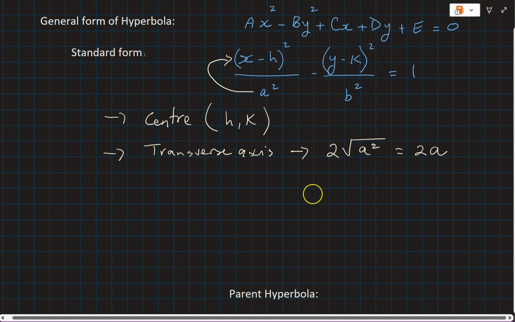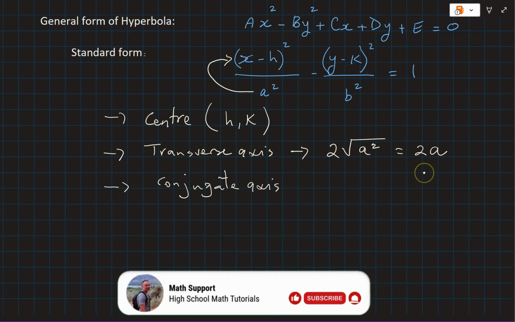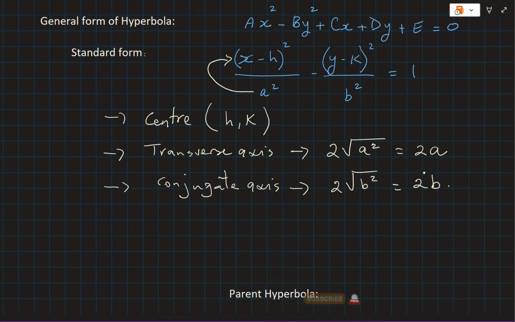So this is what's called the transverse axis, and the length of that is 2a, and that's measured from the center, always from the center. Then the next one is called the conjugate axis, and that is 2 times the square root of b squared, which is 2b.